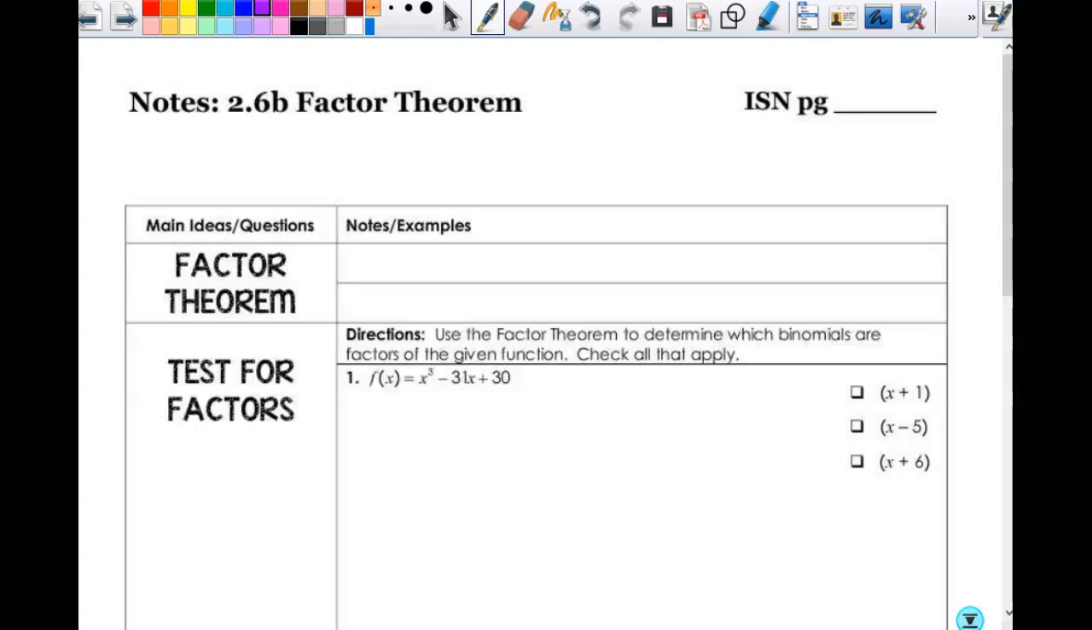Okay, this is going on page 43 when we're done. Yesterday we talked about the remainder theorem. Today we're going to talk about the factor theorem. They're very much related to each other.